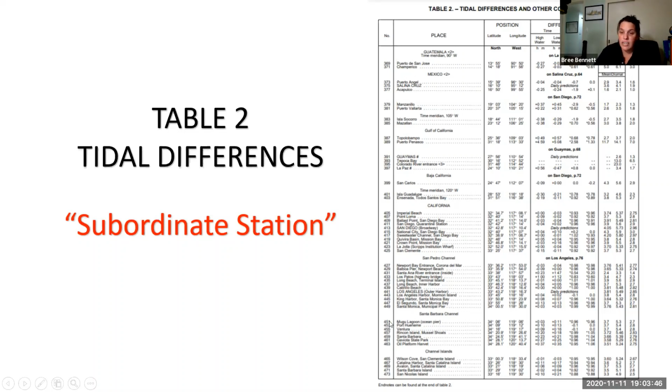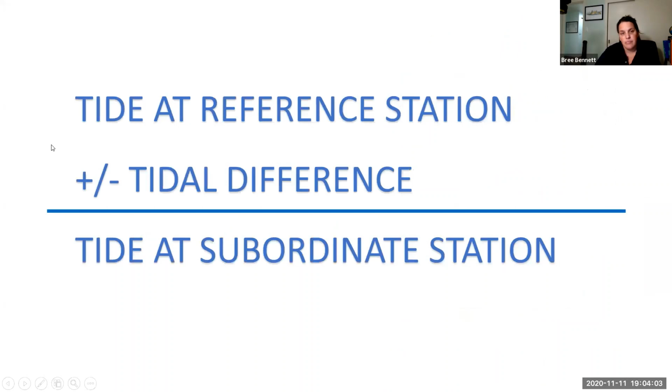So it will give us more accurate tide information for specific locations, but we just have to apply this correction or this difference. So we have to apply table 2 to table 1 to get the tide we want. So the tide at the reference station, plus or minus your tidal difference, equals the tide at the subordinate station. And that's what we're looking for, the tide at our subordinate station or a specific region. That's as accurate as this book will get us, is the subordinate station.